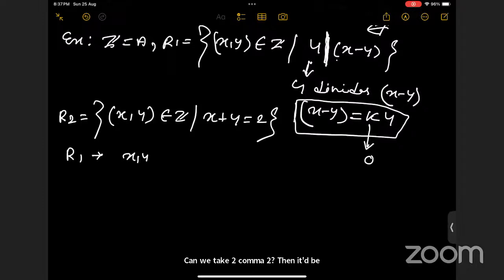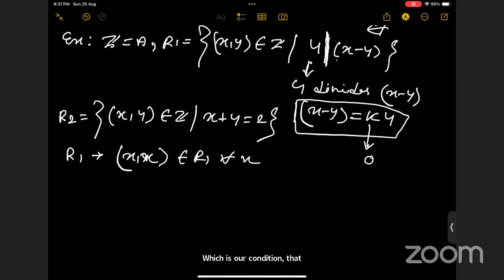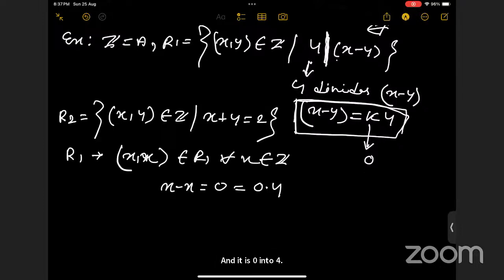Or 4 divides 0. Okay. In order to check whether it is reflexive or not, the condition is that (x, x) should be in R1 for every x belongs to Z, right? So x minus x equals 0, and it is 0 into 4, right? So this is satisfying this condition. So it will imply (x, x) belongs to R1. That means it is reflexive.